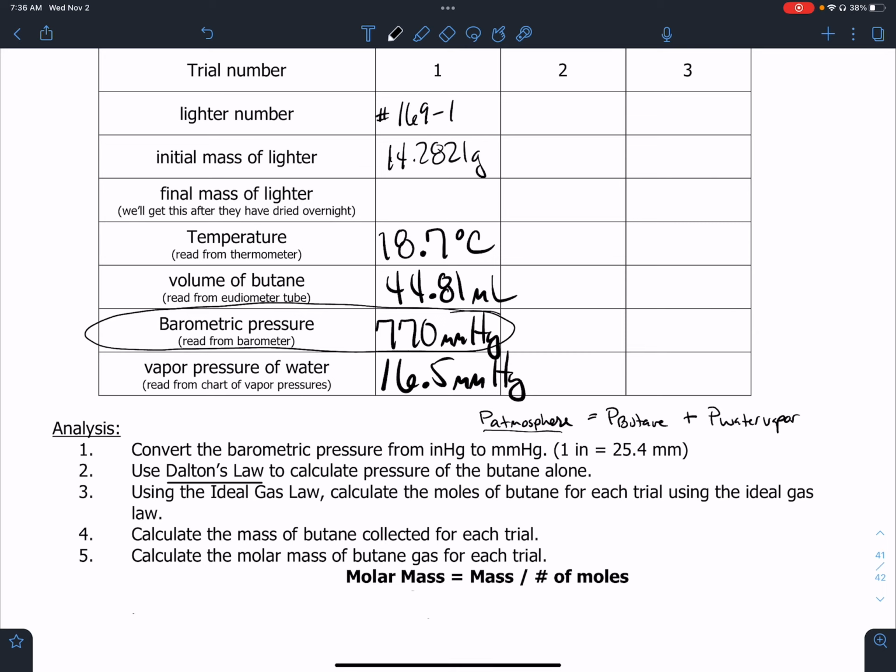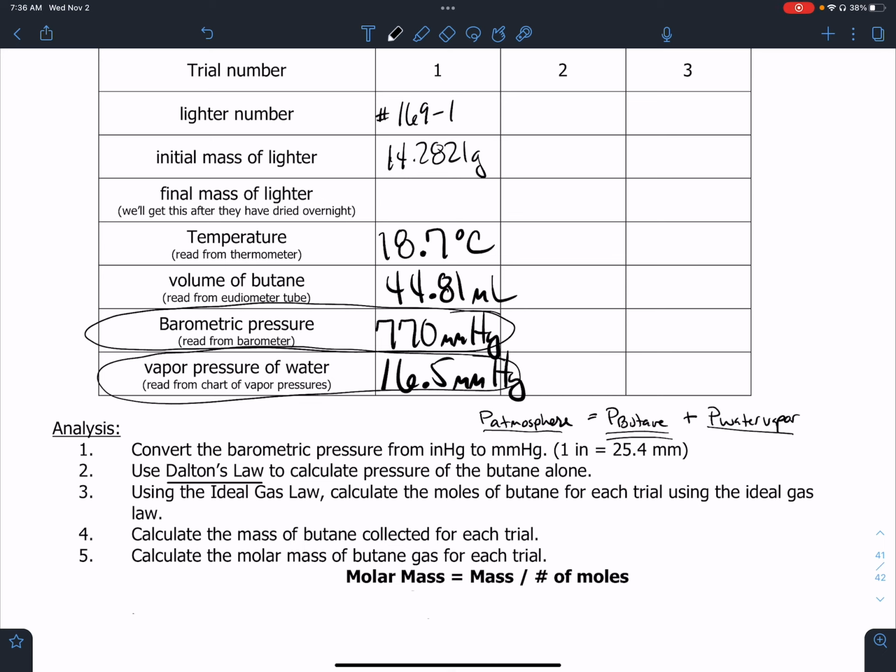And then the pressure of the water vapor is based on the temperature of the water. So we looked that up as well. So to find the pressure of the butane, which you're asked to find in number 2, you'll simply be subtracting the water vapor from the atmosphere. It's a small number that you'll be subtracting just to make sure we're only talking about the pressure caused by the butane gas. Let's take a look at number 3.